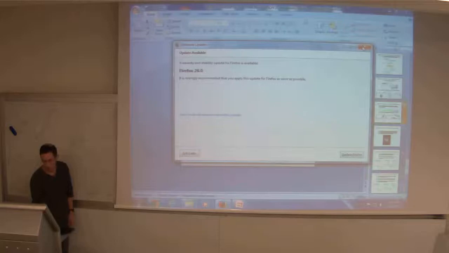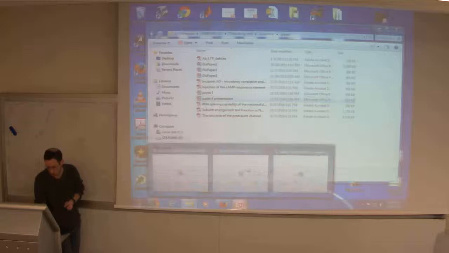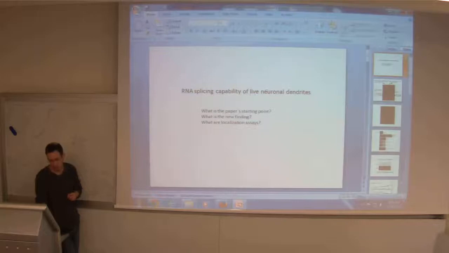So, continuing with the same point which I tried to emphasize when talking about cytoplasmic polyadenylation in neurons, I would now like to show you a few results from the article, which we skipped because of the missed classes, called RNA splicing capability of live neuronal dendrites, which tries to establish that RNA alternative splicing occurs far away from the soma, far away from the nucleus, at the very end of the dendrite, at the synaptic site.